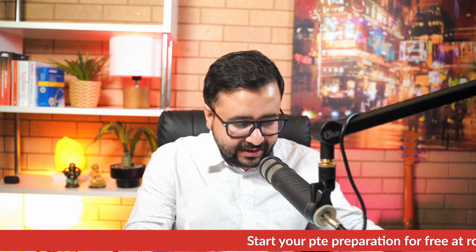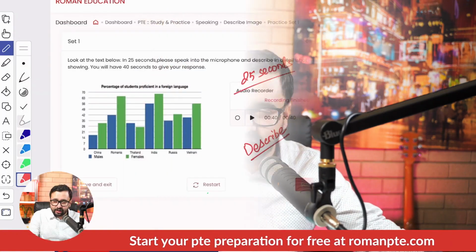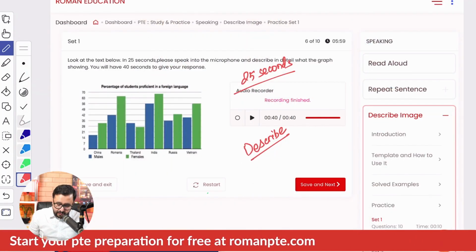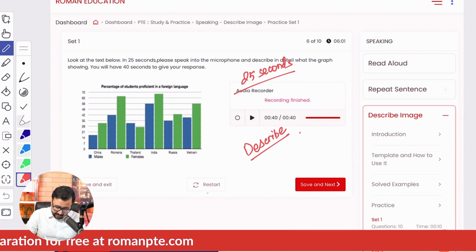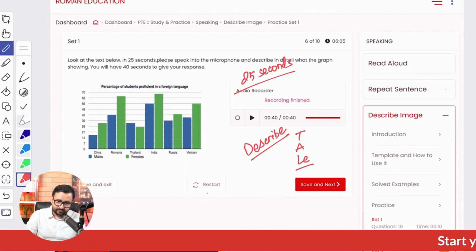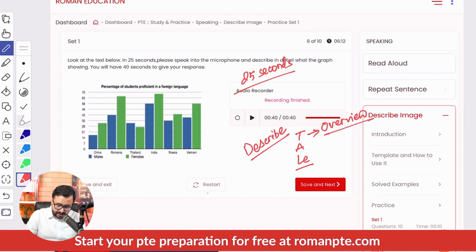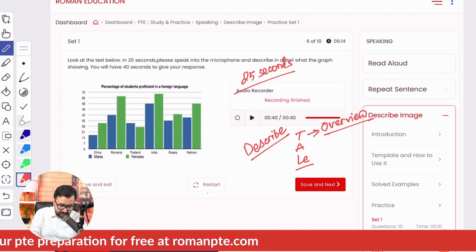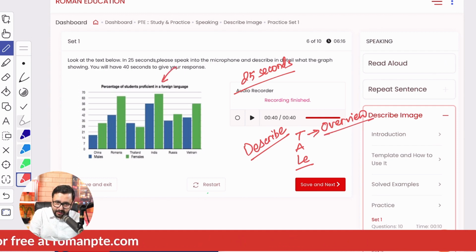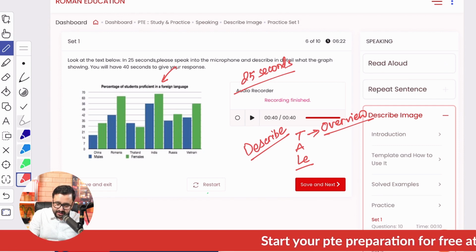Now, let me explain a little bit more how I did this. I used a particular method or a particular formula. In my formula, what I do is I go in this order: title, axis, and legend. So first, I give the overview by looking at the title, and that's why I said the given diagram shows percentage of students proficient in a foreign language. By looking at the title, I did not try to paraphrase, I did not try to change anything. I just read the information which was in the title.